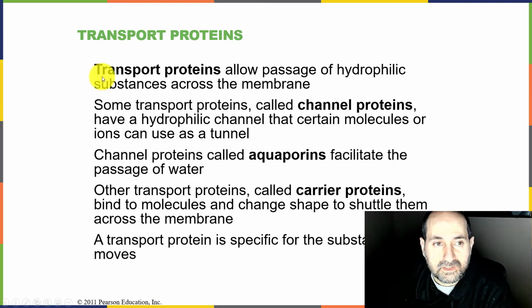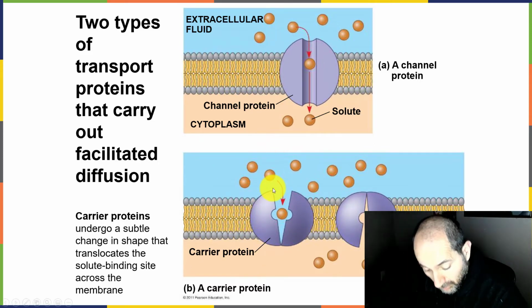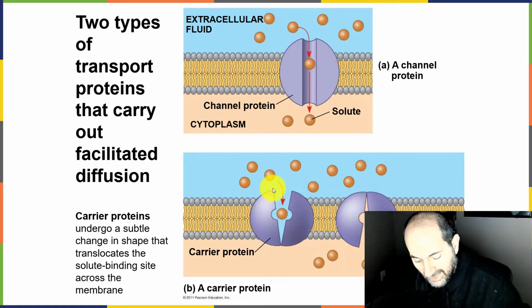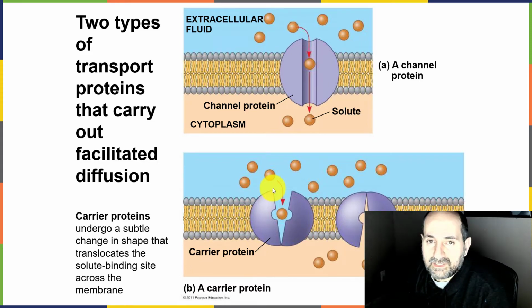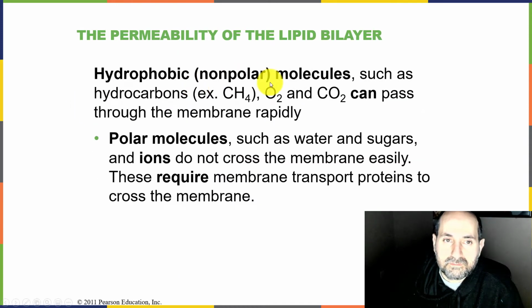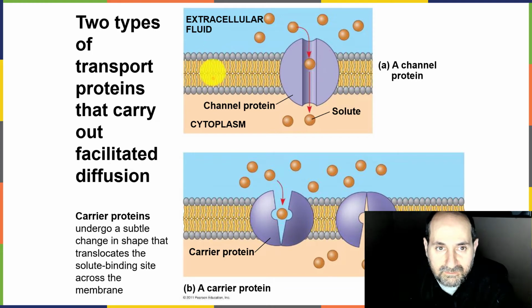And do you remember, though, that help is in the form of transport proteins? You see here, channels, carriers. These are transmembrane transporters. So again, polar or charged ions require transporters to cross the lipid bilayer, to cross the membrane, whereas nonpolar molecules like methane, oxygen, and CO2 can easily pass through the membrane without the help of a transporter.